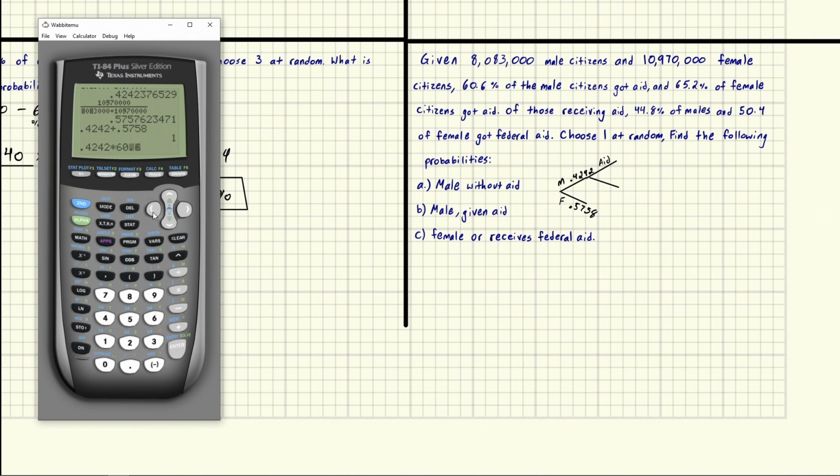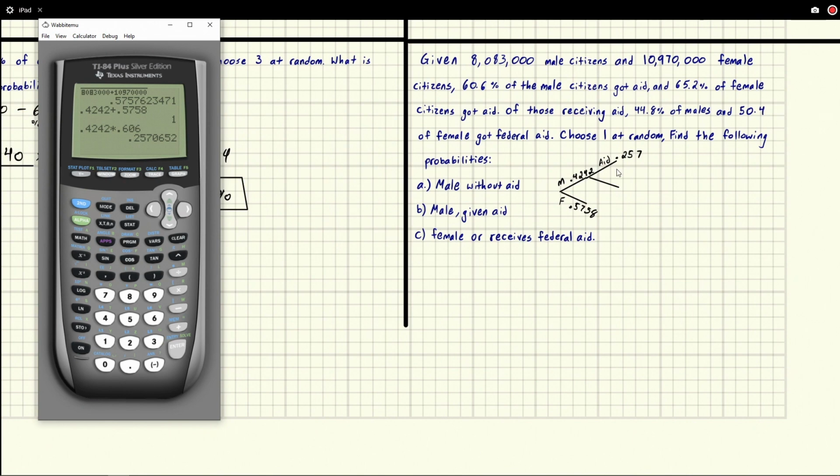Oh, whoops. This is a percentage, so it's going to be 0.606. So that means that 0.25257 is what we get for male and aid. And now this is really male given aid. So it's really B that we just calculated, because we're assuming they're already male and given that they've got aid. So that's 0.257. So we've actually done B here in doing the chart.